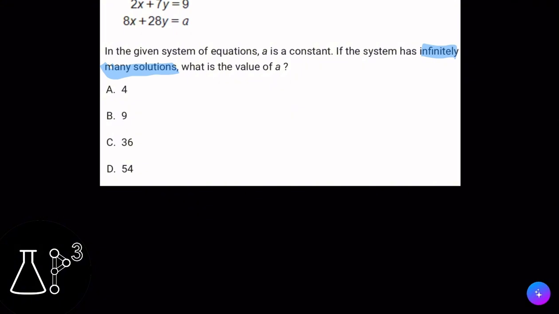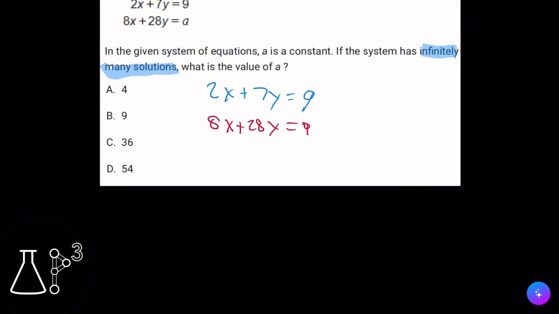Infinitely many solutions basically means that both equations are equal to each other. So let's figure it out and analyze the equations given. I'm given two equations: 2x plus 7y equals 9, and a second equation of 8x plus 28y equals A, which is what we're looking for.